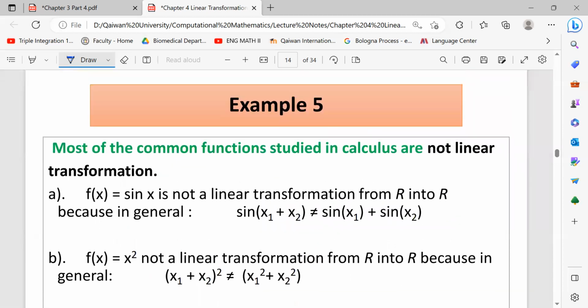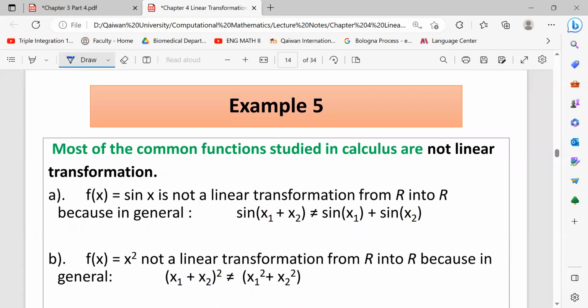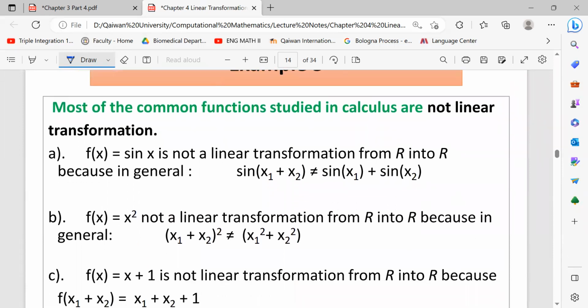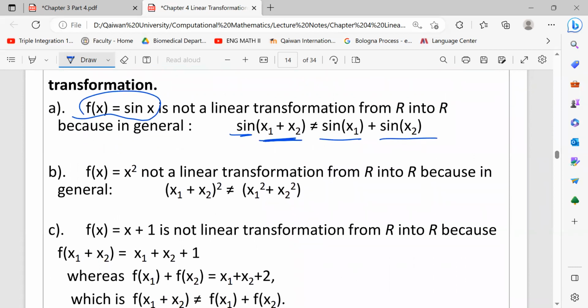Here, we have some examples in calculus which are not linear transformations. For example, sine x. Sine x is not a linear transformation because sine of x1 plus x2 doesn't equal sine x1 plus sine x2. If x1 and x2 are vectors u and v, let's say, it doesn't equal sine u plus sine v. We cannot separate it in the sine function.